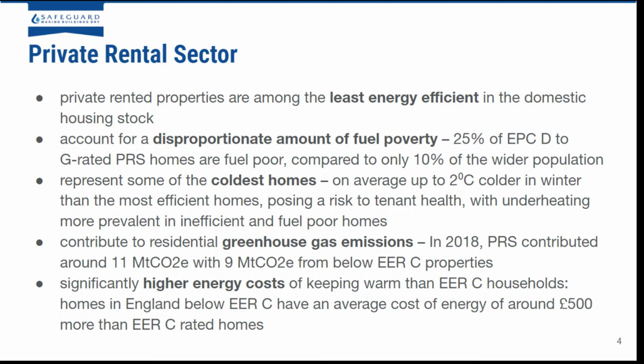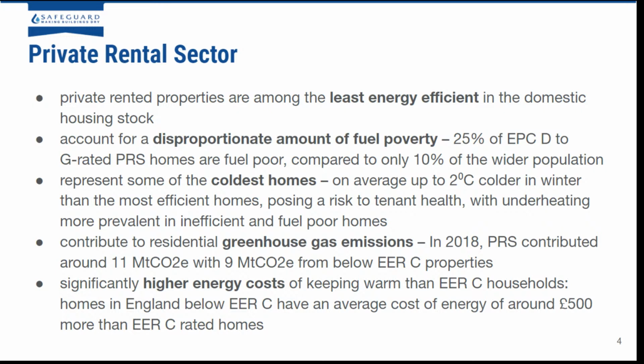So on average, cold rented homes are 2 degrees C colder in the winter than the most energy efficient homes, which poses a risk to tenant health, and underheating obviously goes hand in hand with fuel poverty. They also contribute a significant amount to greenhouse gas emissions.